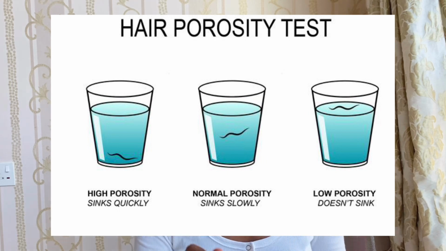So if it went to the bottom of the glass, it means that it absorbed water. You know, when something has water inside, it's a little bit heavy, so it sank. That means that strand is high porosity. If it stayed in the middle, that means it has medium porosity. If it stayed at the top, it means it has low porosity. It did not let any water in.